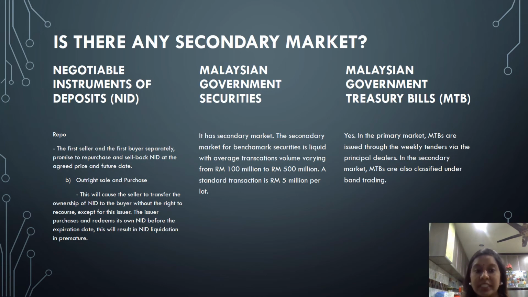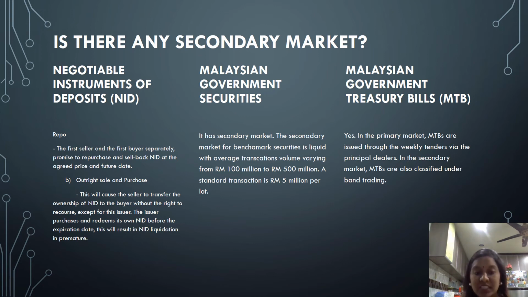The question arising, is there any secondary market in these three instruments? Of course, yes. Okay, let us look into negotiable instrument of deposit, NID. Repo: the first seller and the first buyer separately promise to repurchase and sell back NID at the agreed price and future date. Outright sale and purchase.